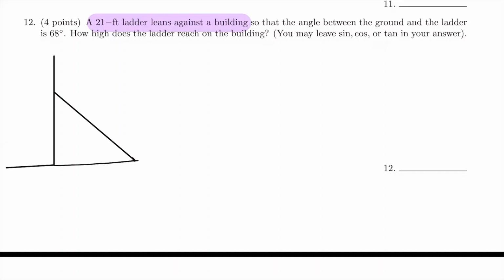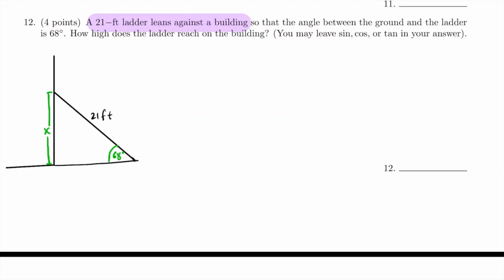So something like this. So this is 21 feet. And so the angle between the ground and the ladder, so this is the ground, that's the ladder, that's the angle. So that angle is found to be 68 degrees. And we want to know how high the ladder reaches on the building. So this distance right here, from here to here, that's what we're looking for.